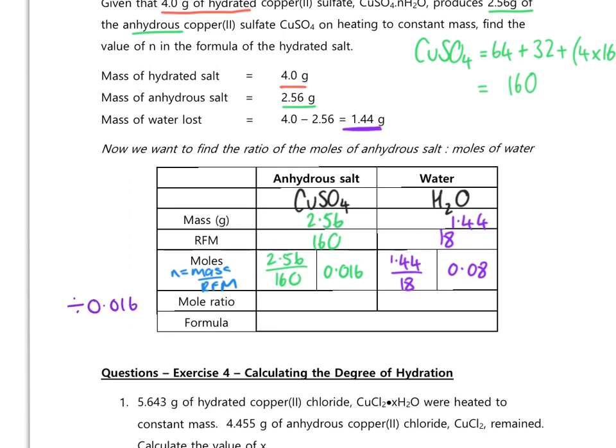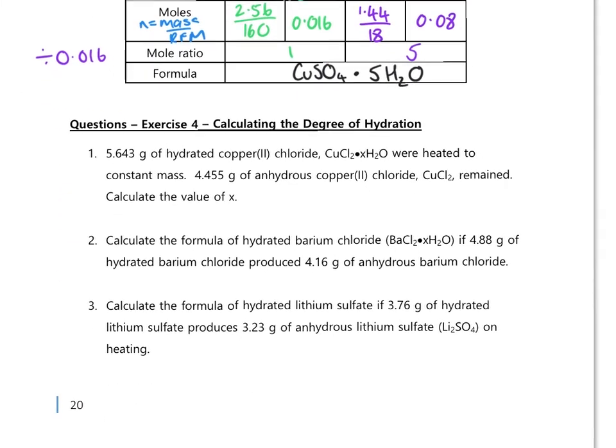So when we divide that through, we end up with a ratio of 1. Then 0.08 divided by 0.016 is 5. So we end up with a ratio of 1 to 5. So we can see now that our formula of copper sulfate is CuSO4.5H2O, because anhydrous salt and water are in the ratio 1 to 5. So now you can continue on with exercise 4, completing these questions.